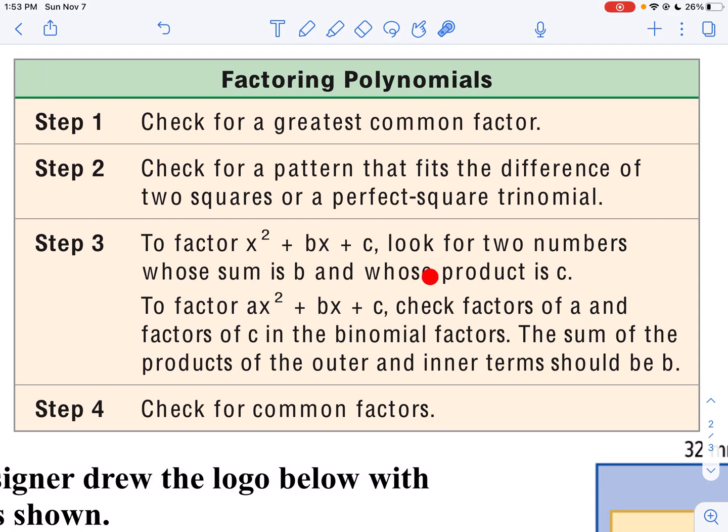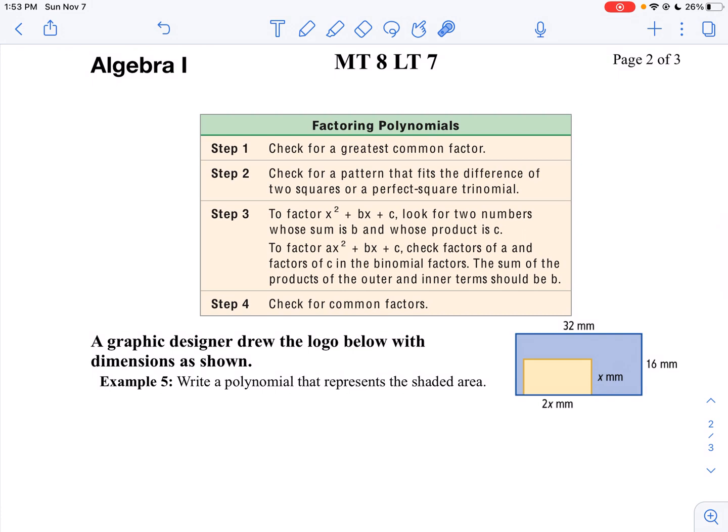Then after you do all that, look at your answers and start over and say, hey, can I do that again? So I start off again with my answer. Is there a common factor in my answer? And I keep on going until you say no to everything. So let's take a look here at this application problem.